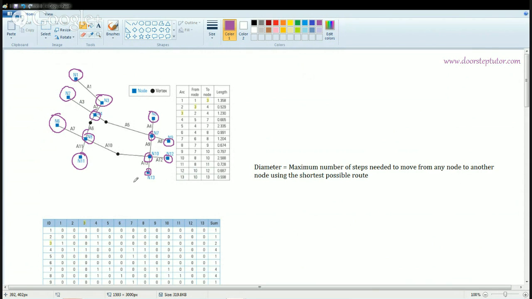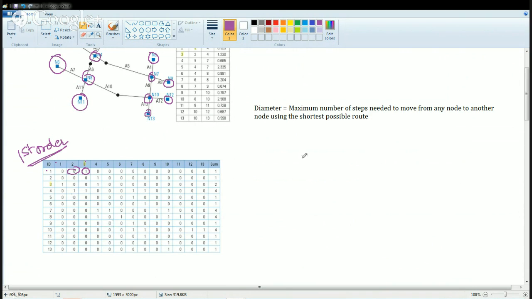Now what we are trying to understand here is, for example, node 1 is connected to node 3, but node 1 is not connected to node 2. So this is the first order matrix. Node 1 is connected to node 3, so I mark 1. Node 1 is not connected to node 2, so I mark 0 here. And similarly, I fill up the matrix here.